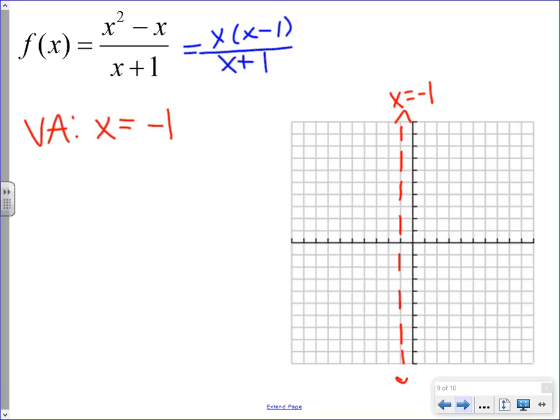Since the degree of our numerator is 1 more than the degree of the denominator, we are going to use division to find our slant asymptote. You can use long division or you can use synthetic division. It does not matter. What would you like to do? If we can do synthetic, we might as well.